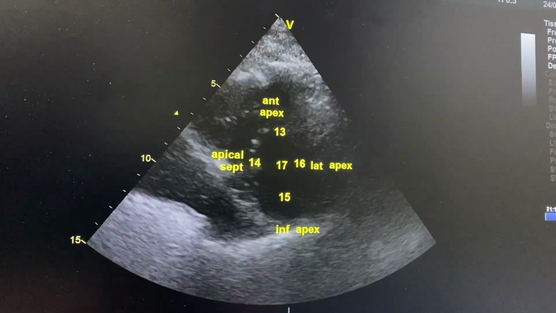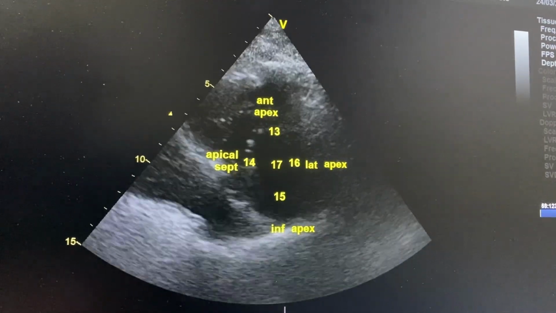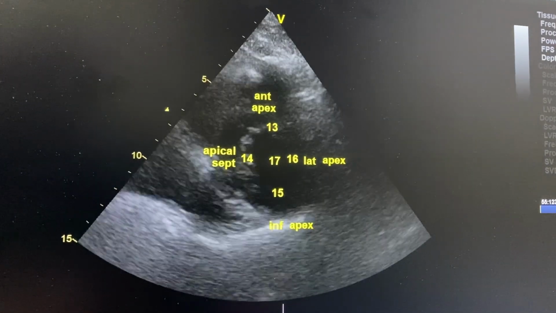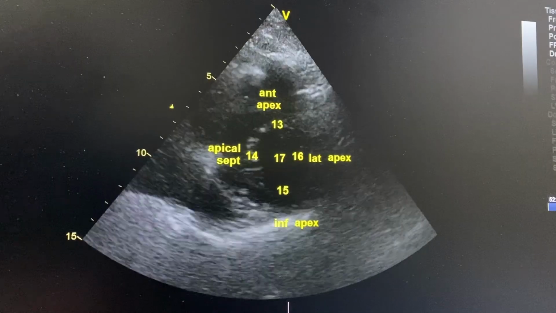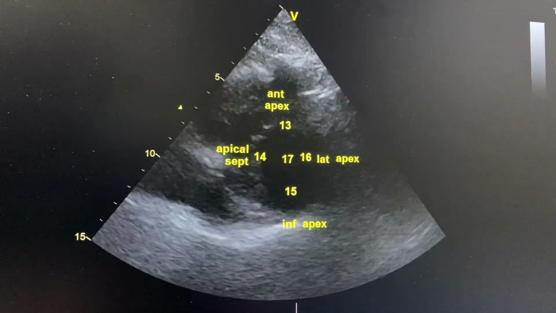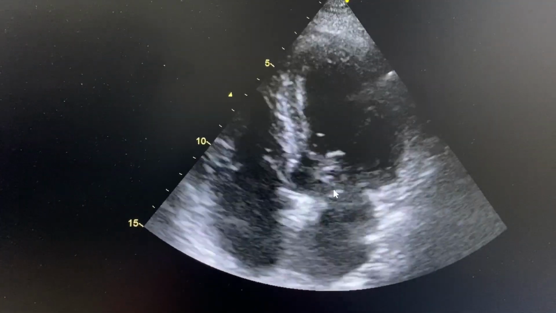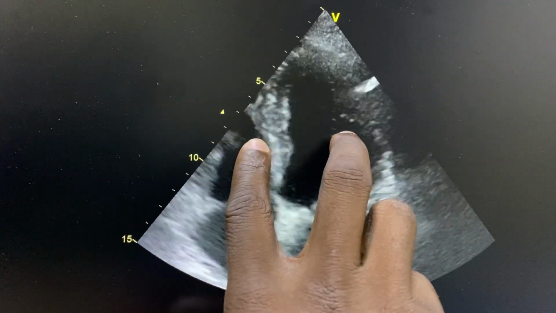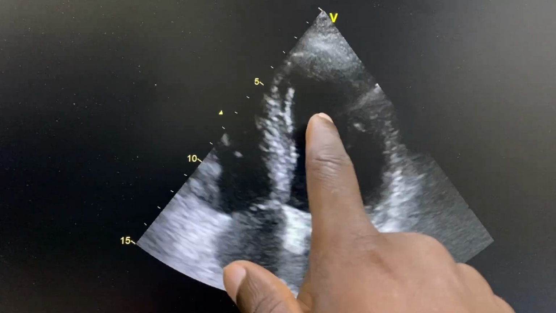I told you in the other handwritten notes. Apical septum. Those are 17 segments depicted by numbers. 17 segments of LV. Now let's see what we see in other views. This is the 4 chamber view. 4 chamber, why? 2 atria and 2 ventricles. Right atrium, right ventricle, left atrium, left ventricle.